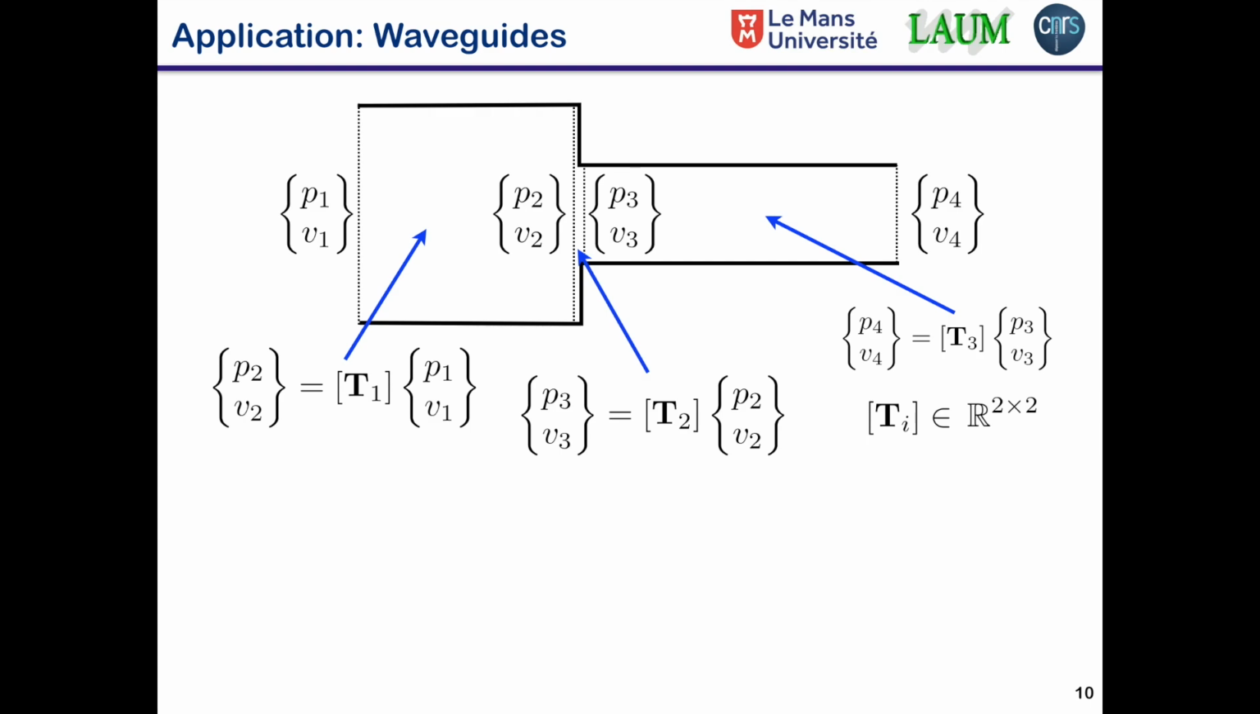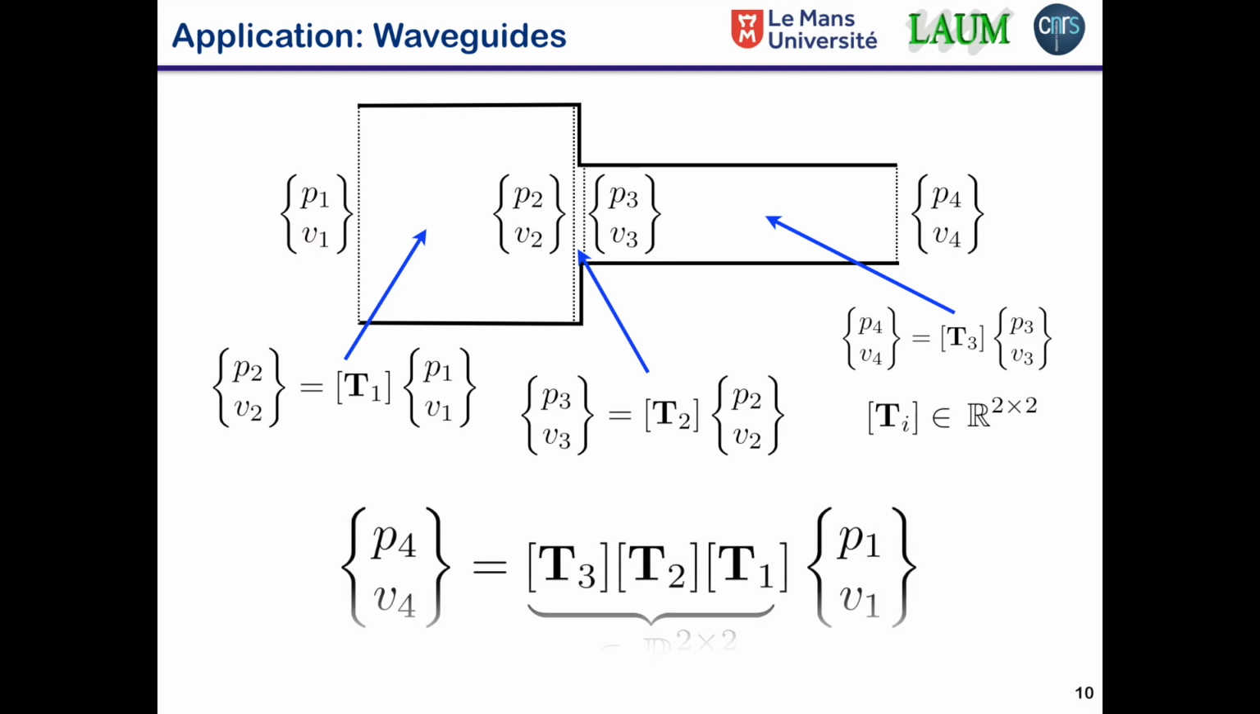So now, if we want to obtain the relation between P1 V1 and P4 V4, or if we want to obtain P4 V4 as a function of P1 V1, then in fact we just have to multiply the matrices. When I have T1 times P1 V1, this is P2 V2, multiplied by T2 I have P3 V3, multiplied by T3, I have P4 V4. So we can see that we can directly have the relation which gives us P4 V4 as a function of P1 V1. And this matrix is 2 by 2. So we obtain it directly by multiplying the matrices.